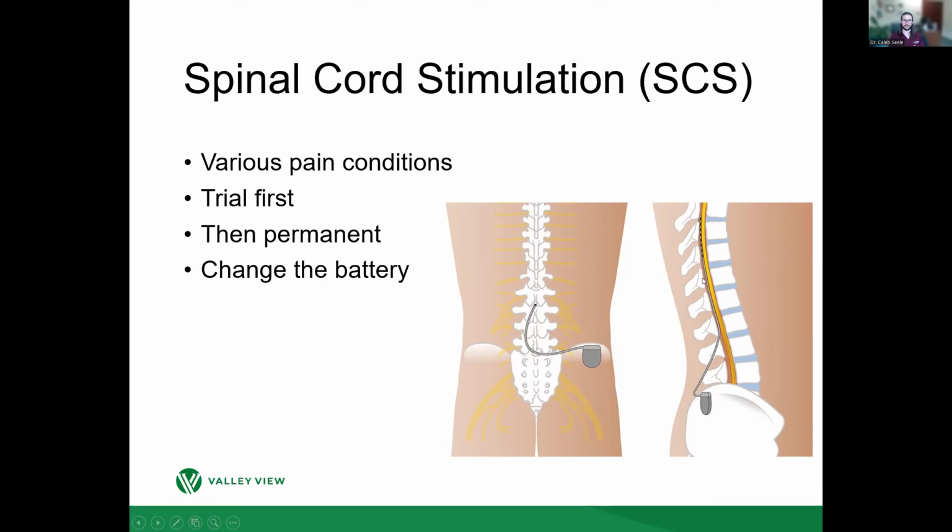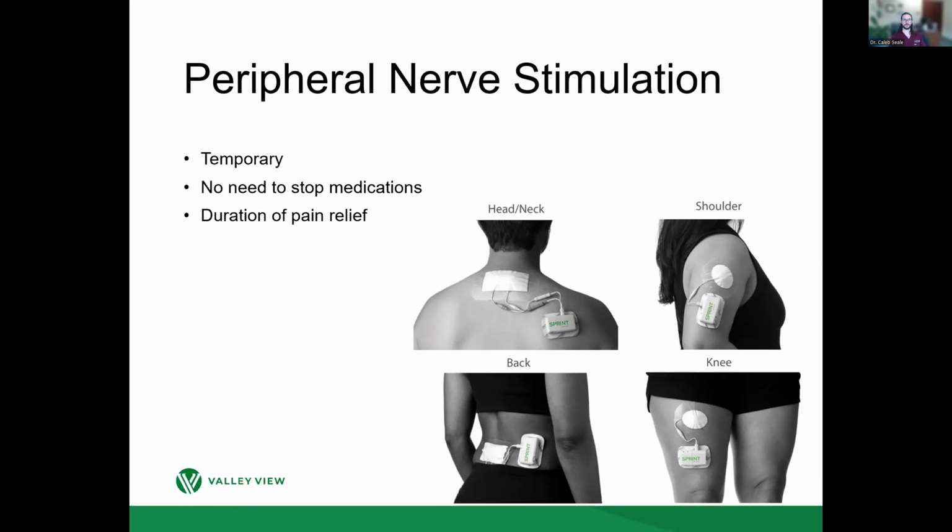Next would be peripheral nerve stimulation. So peripheral nerve stimulation is doing exactly that. You're stimulating the nerves outside of the spine. This has its pros and cons as well. It's a temporary device, meaning you leave it in for 2 months and then take it out. Well, that's nice because again, it's not permanent. However, the con is that you have to wear that device for those 2 months.